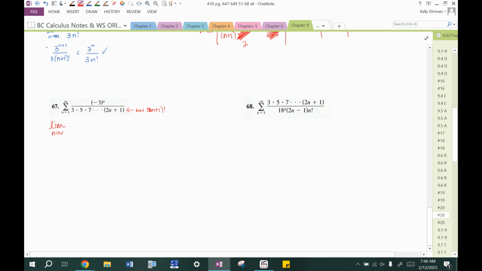Again, ratio test is an absolute value, so we ignore the negative there. So you'll have 3 to the n plus 1. And then when you plug n plus 1 into this, you're going to get 2 times n plus 1 plus 1. You're plugging into the n there. So that's going to be 2n plus 3.